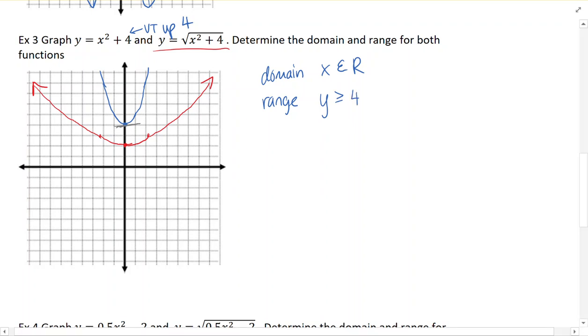With the red graph, the domain is going to remain the same. It's going to be all real numbers. The range, though, in this case, since we square rooted it, is going to start at 2, and it'll be anything bigger than that. So y will be greater than or equal to 2. And that's it for this function.